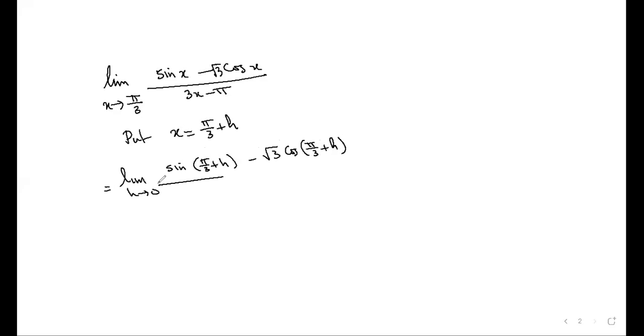Yes, sir. I am going to tell you where you are likely to make a mistake. Please expand. So it is sine pi by 3 into cos h plus cos pi by 3 into sin h. Correct.